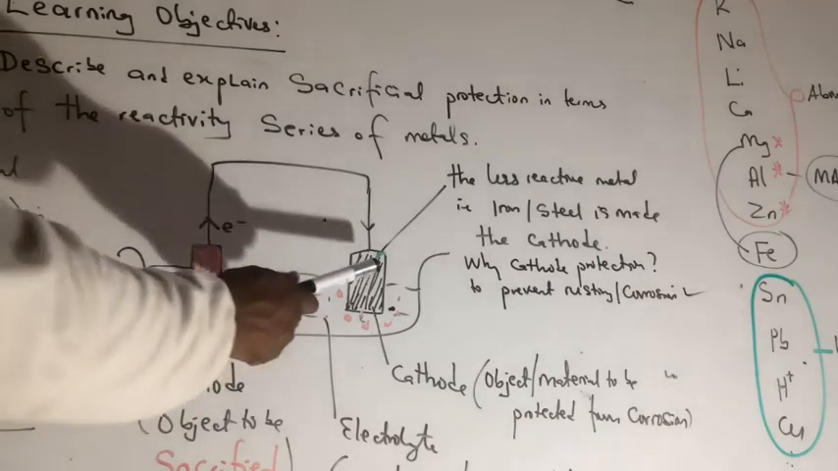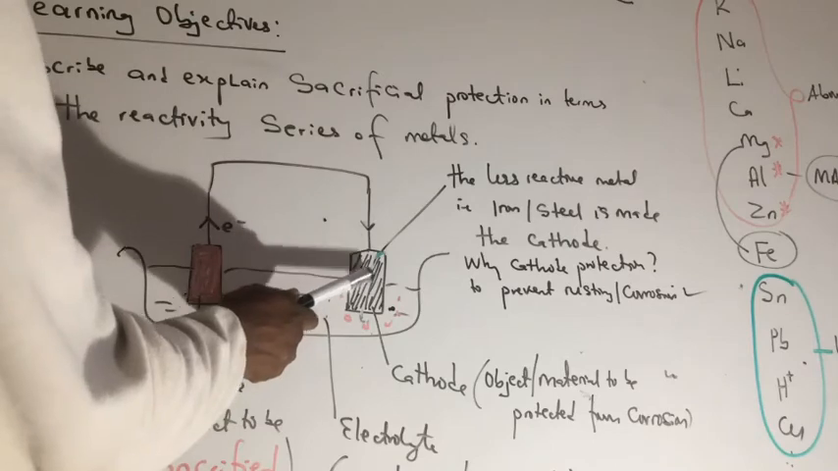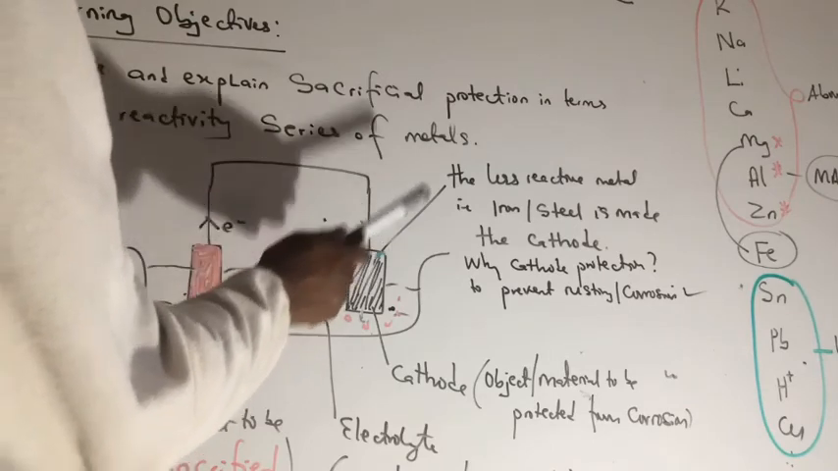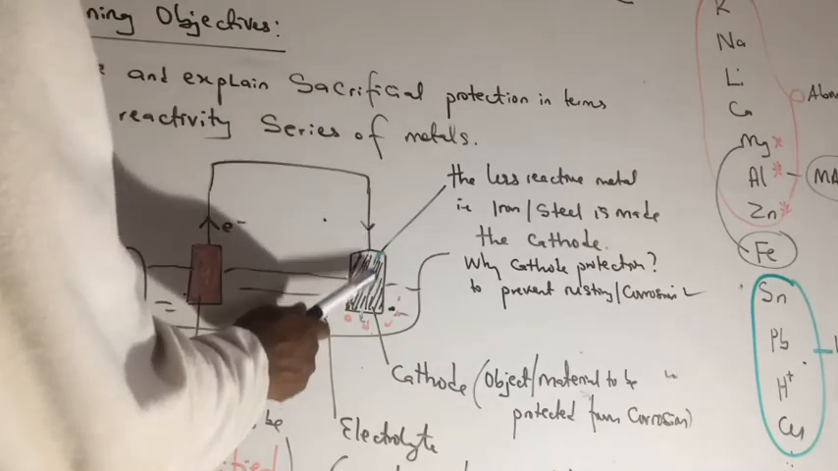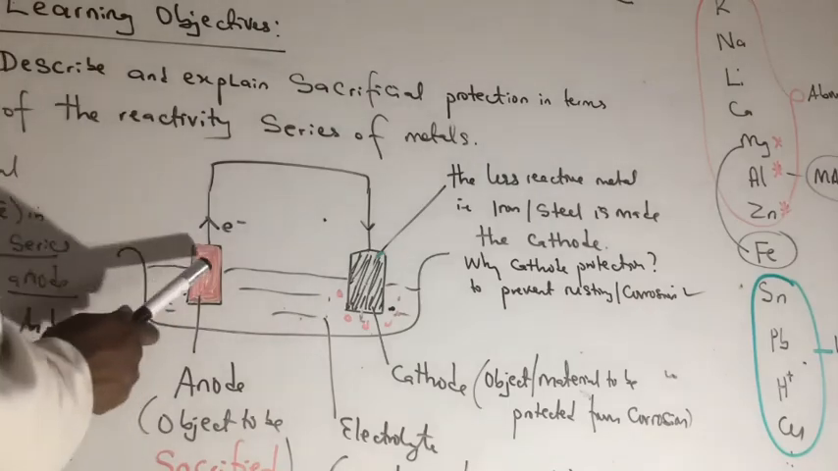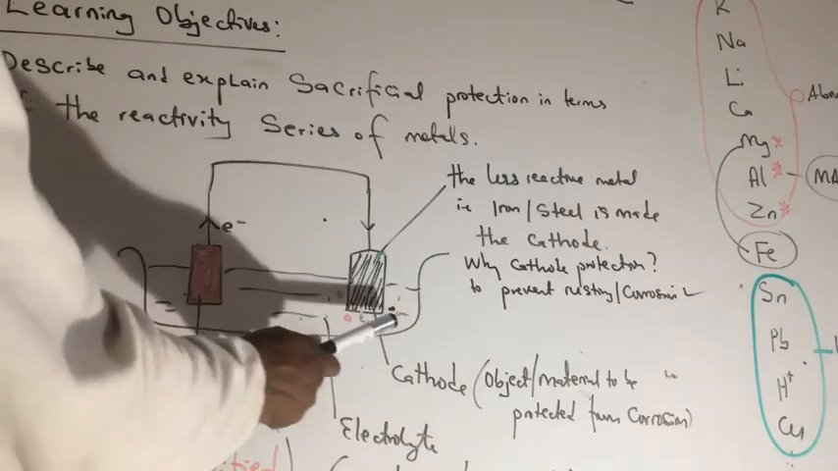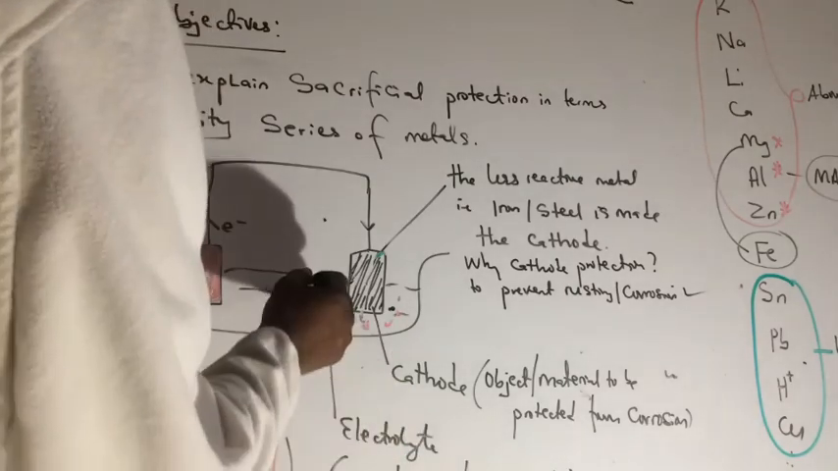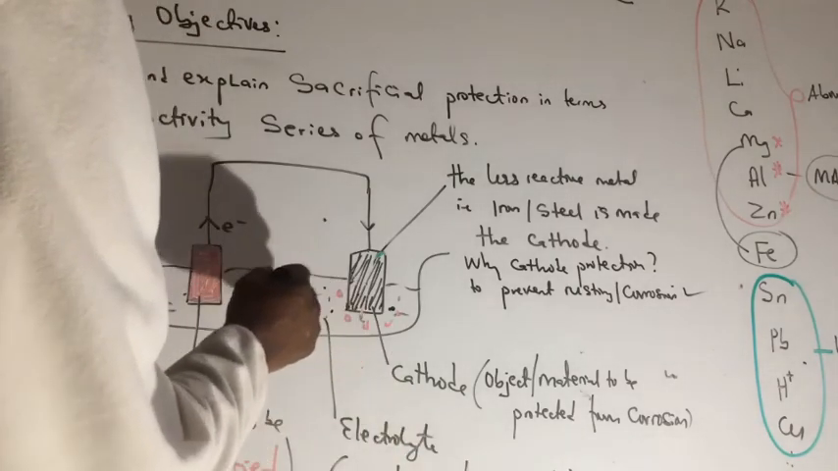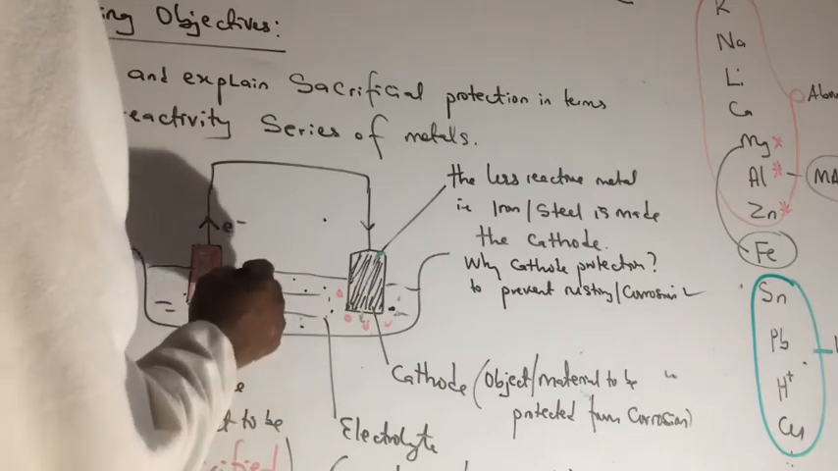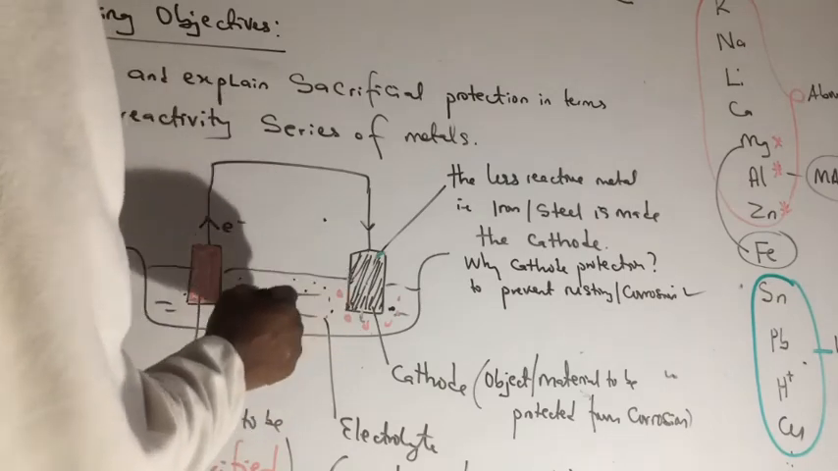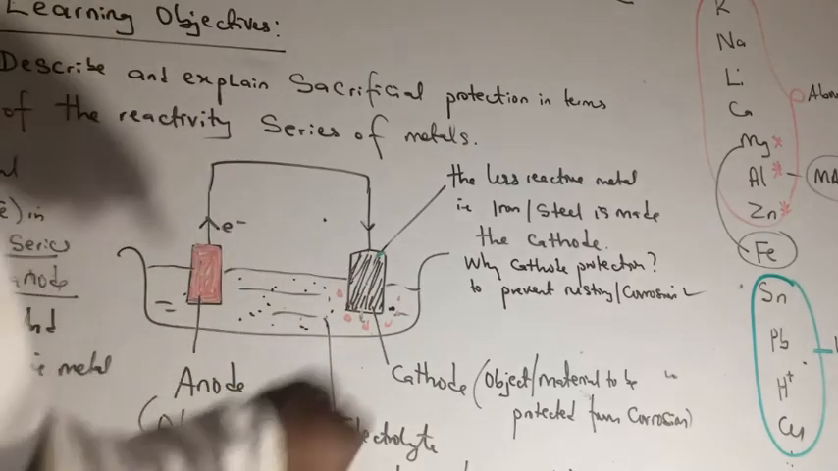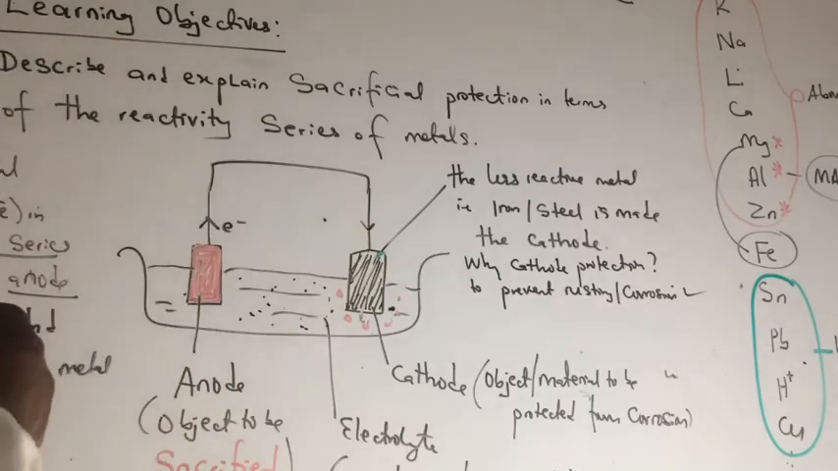That's why we all know that the iron does not undergo oxidation by losing electron. Instead, the more reactive one is the one losing electron. So this one is undergoing oxidation. Iron or steel here is neither undergoing oxidation nor reduction. The electron lost at the anode is received by the hydrogen ions, the protons inside the electrolyte, and they are being reduced as hydrogen gas. You see the bubbles coming out.